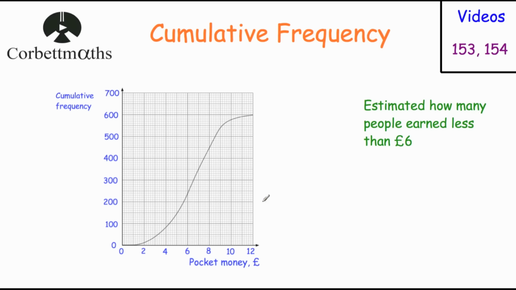So here's a cumulative frequency curve. It's the same one with pocket money and cumulative frequency. We've been asked to estimate how many people earned less than £6. So if we go from £6 up and across, we get to 240. So that means that up to £6 there was 240 children. So how many children earned less than £6? Well, the answer would be 240.